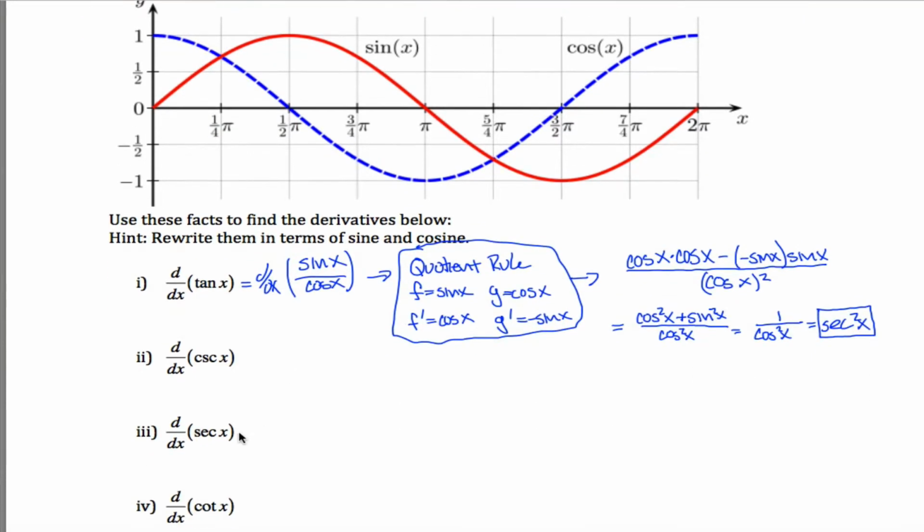And I'll use similar logic to figure out all the rest of these derivatives. Let's see, cosecant, I would say, maybe I'll leave myself a little extra room.